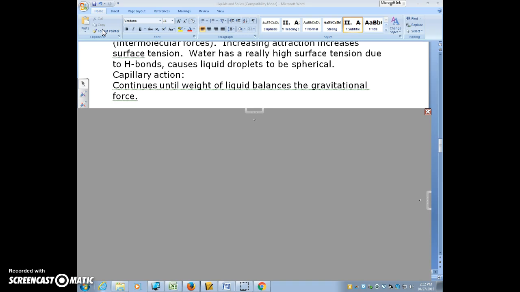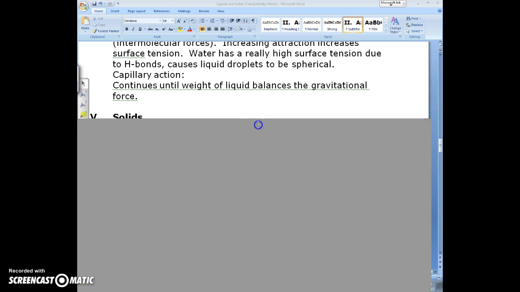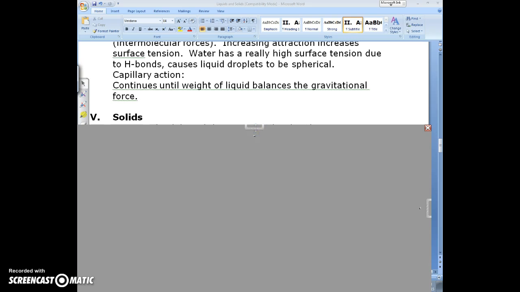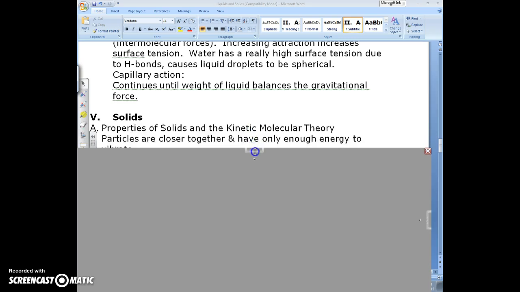Okay, so that capillary action, that water will crawl up that paper towel until the weight of the liquid is balanced by the gravitational force. All right, now we're going to talk about solids and solids in the kinetic molecular theory.